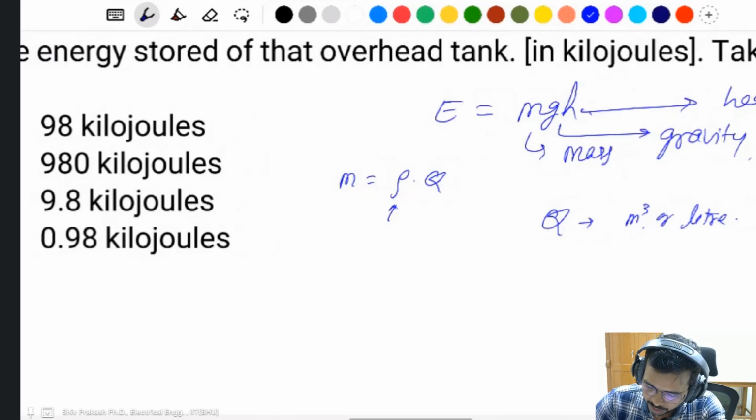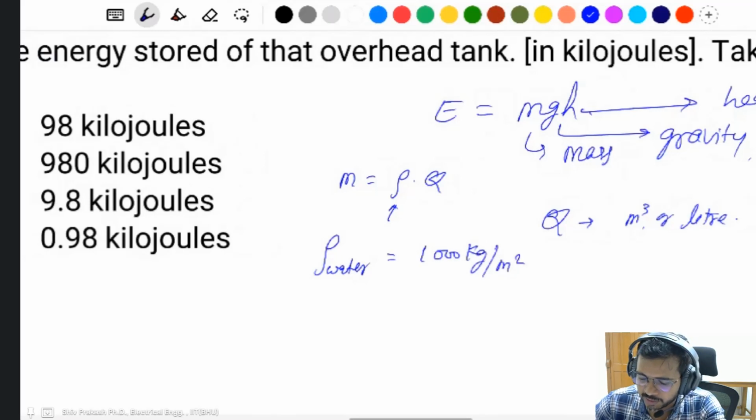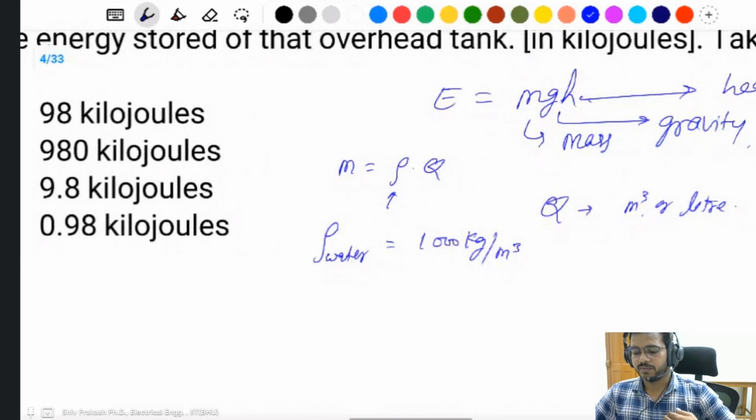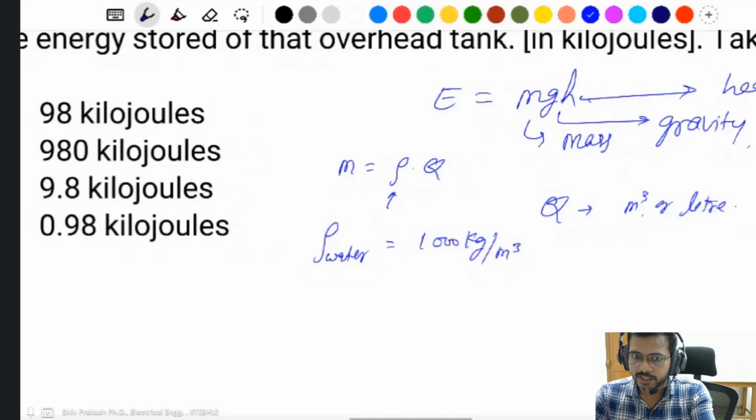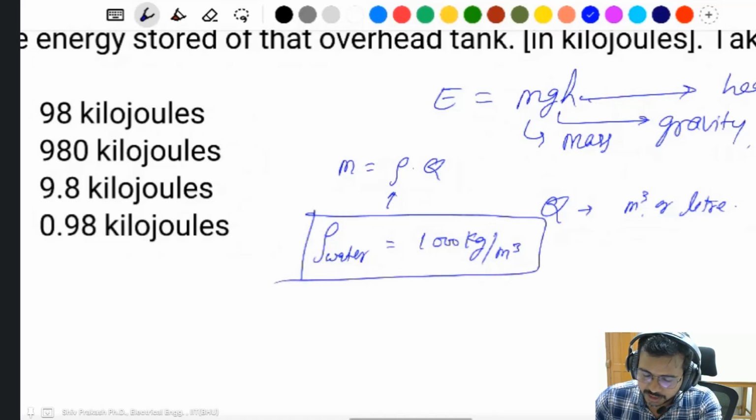This is the water. The density of water is 1000 kg per meter cube, sorry, meter cube is the volume. If you take 1 meter cube of tank, it has 1000 kg of water in it. That's why this is the density.